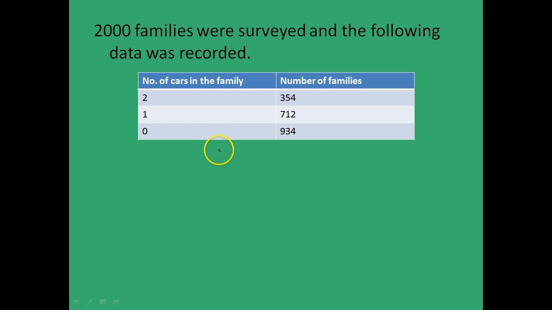Next we look at another problem, in which 2000 families were surveyed and the following data was recorded. Number of cars in the family: 2, 1 or 0, and the number of families with the corresponding number of cars is 354, which had 2 cars in the family, 712 had 1 car in the family, and 934 had no cars in the family. This data obviously is not from a real survey. It's been randomly generated for the purpose of setting an example.